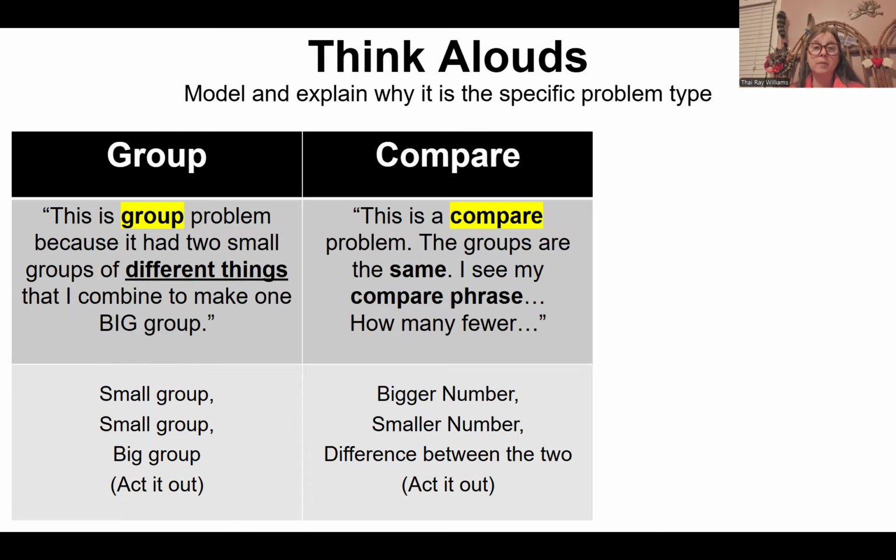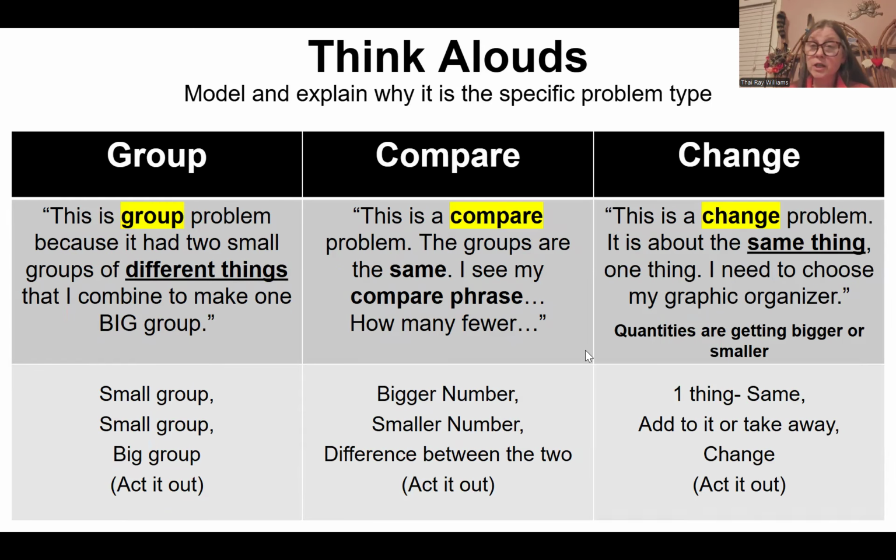When it comes to compare problems, you might use a think aloud something like, I know this is a compare problem because the groups are the same, and there's a compare phrase. I see how many fewer. That tells me that this is a compare problem. Bigger number, smaller number, the difference between the two.